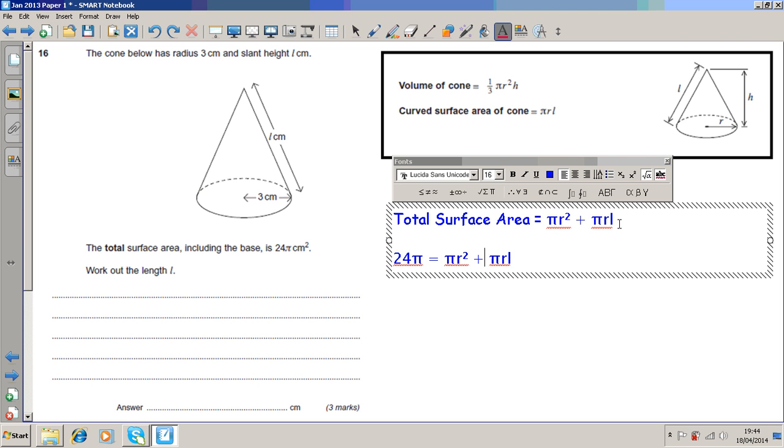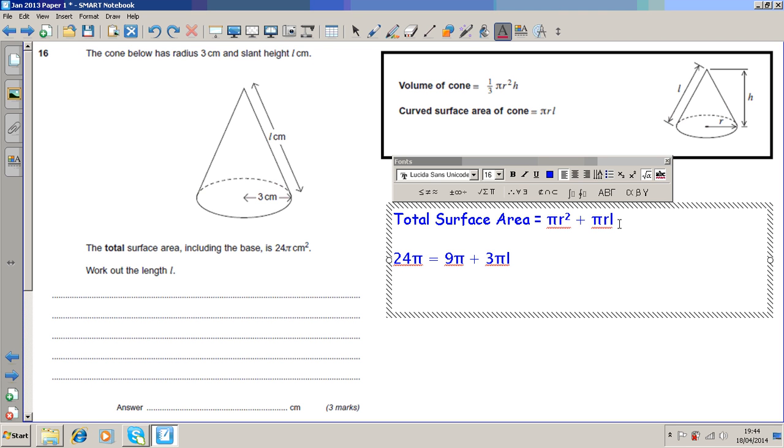For this bit here, we know that the radius is equal to 3. So 3 squared is 9, so that's going to be 9 pi. And the radius here is 3, so 3 times pi times L. The next job is to divide everything by pi. So 24 pi divided by pi is 24. 9 pi divided by pi is 9. And 3 pi L divided by pi is going to be 3L.